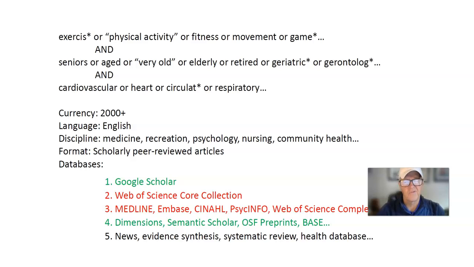And my filters: I'm looking for something from 2000 to the present. I'm using English language as things I'd like. So these are my inclusion or exclusion criteria. The disciplinary focus is in health sciences. It's medicine, it's recreation, psychology is always involved, nursing, community health. So different disciplines have different databases, but the format of what I'm looking for is scholarly peer-reviewed articles. Though theses, magazines, conference proceedings, presentations may be interesting, really I'm looking for scholarly peer-reviewed articles. That's the paramount of evidence synthesis types of reviews I'm looking for. And then here are the databases I tend to search.